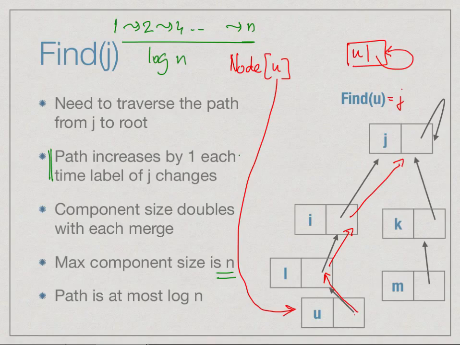So log n times the label of j can change. Each time the label changes, because we take the root of another component and attach it here, the path length increases by 1. So the path length increases 1 plus 1 plus 1, log n times, and the path is at most log n. With this analysis, we can see that because we are merging smaller components into larger components, find will take log n time.